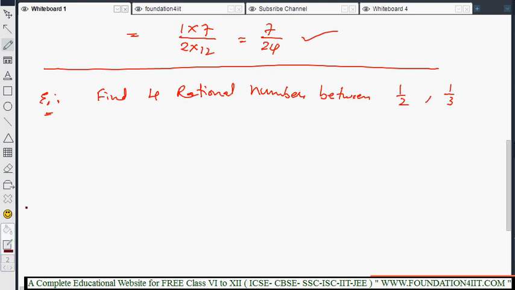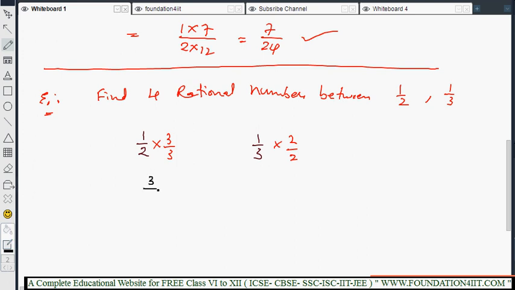For this, you should take 1 by 2 and 1 by 3. Check the denominators: here the denominator is 2, here it is 3. If we can make the denominators the same, then by observing the numerators we can see the middle numbers. The LCM of 2 and 3 is 6, so we need to make it 6. So multiply this by 3 by 3 and this by 2 by 2, because the denominators must be the same, and at the same time the same number should multiply the numerator also.